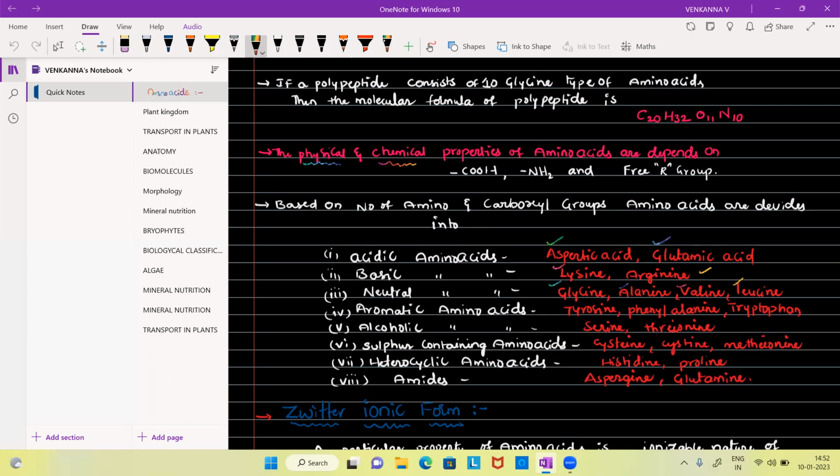If heterocyclic compounds are present in the structure of an amino acid, they are called heterocyclic amino acids. Examples of heterocyclic amino acids are histidine and proline. Amides carry more nitrogen when compared with the amino acids. Only two are amides: one is asparagine and the second one is glutamine.